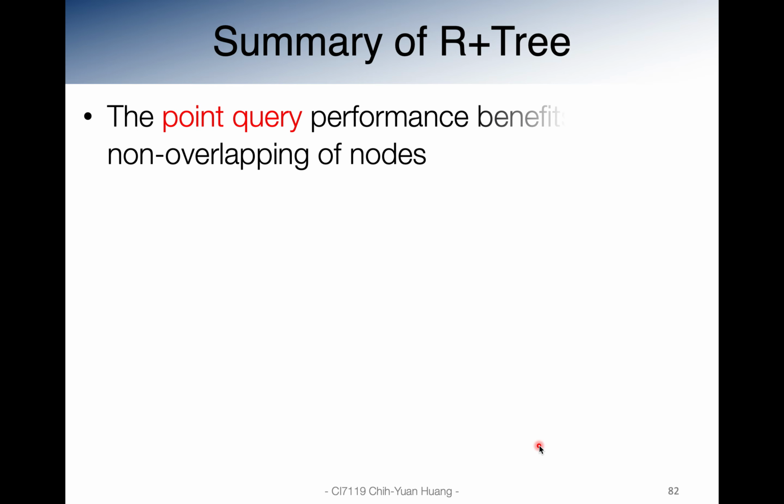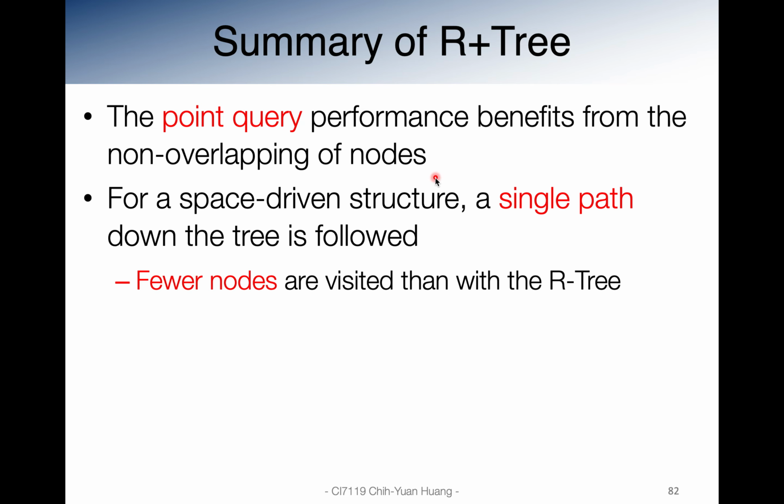Okay, so let's take a look at the summary for the R+ tree. First of all, the point query performance benefits from the non-overlapping of the nodes, because you can have a single pass down the tree and fewer nodes are visited than in the traditional R-tree. So the query performance for the point query is largely improved.